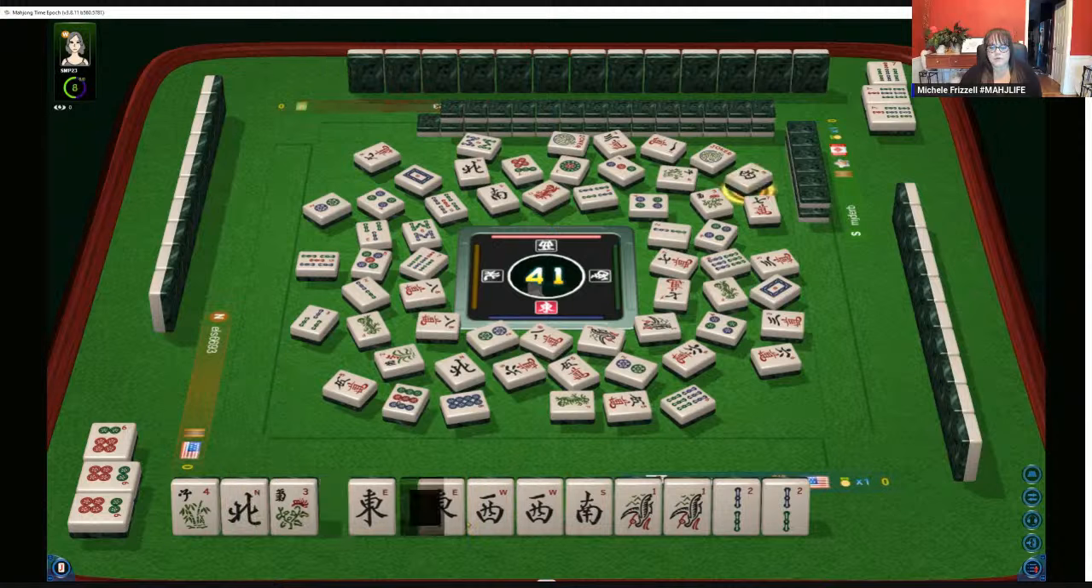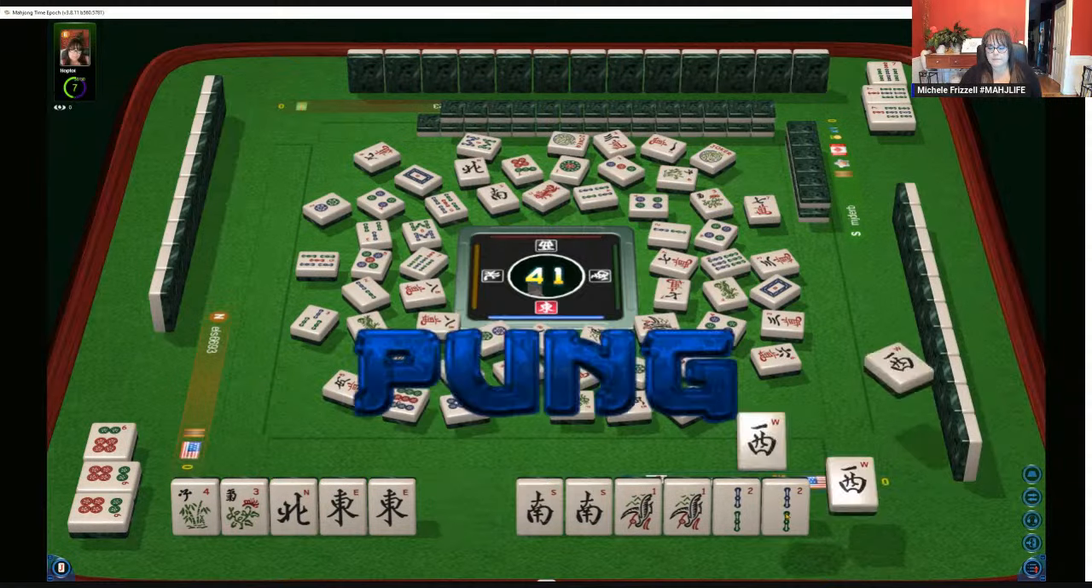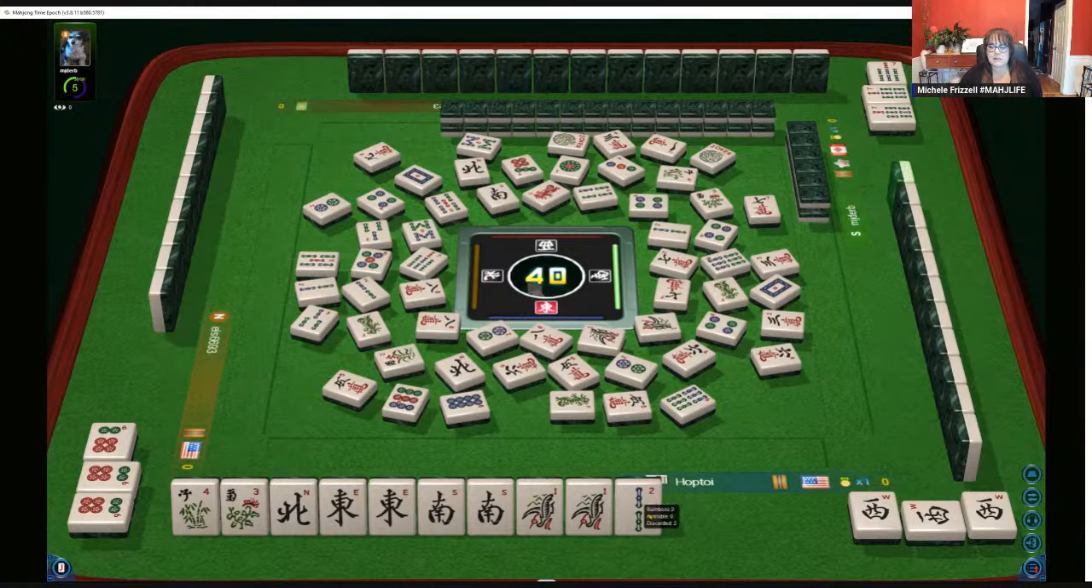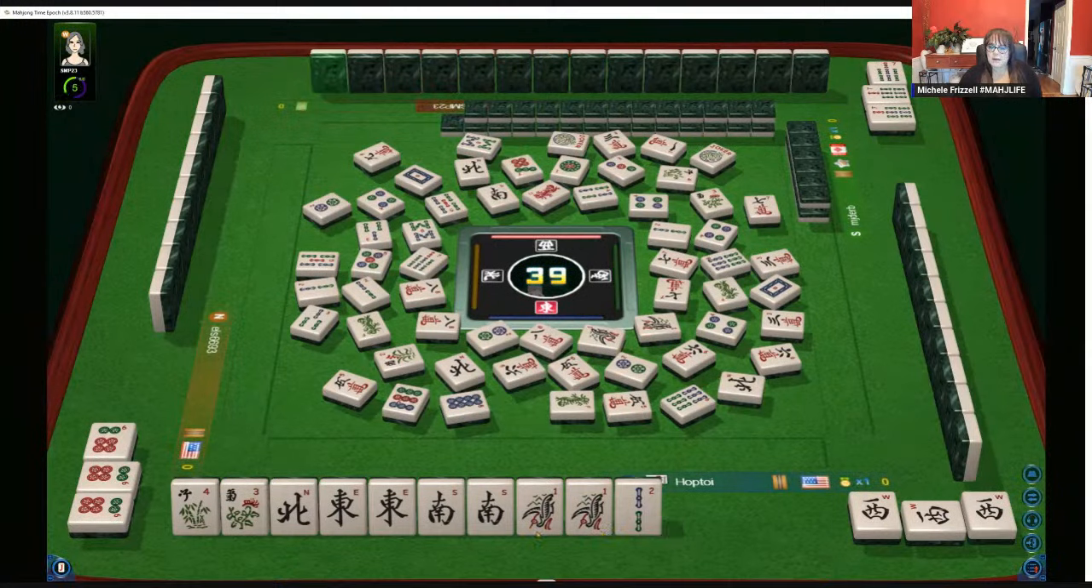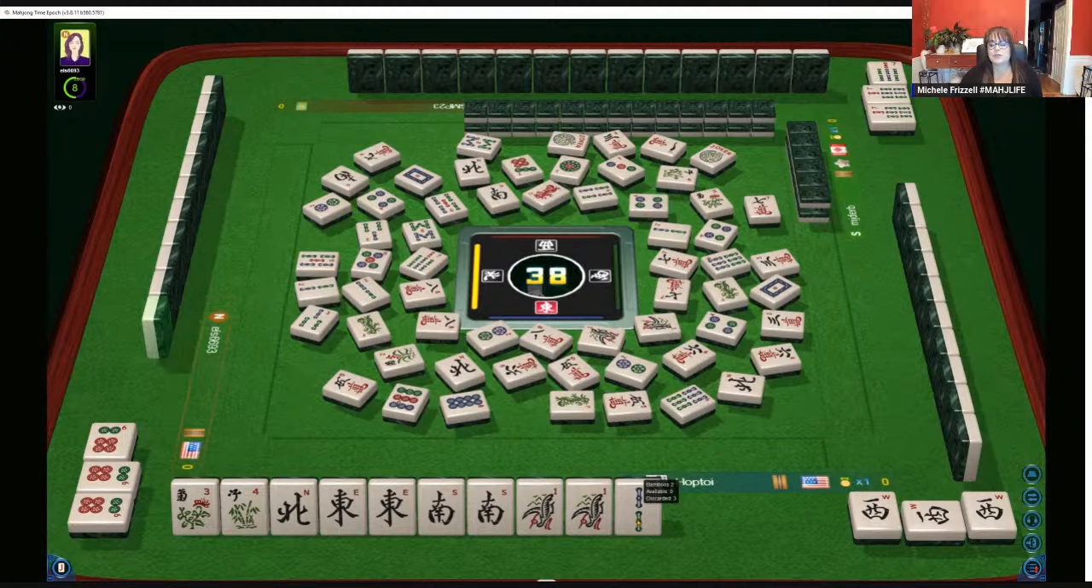Only one bamboo. Joker needed there. Let's see. West wind. I moved the wrong tile. Okay, let's pung. Pung. All right, now there are two bams out and two bamboos are out. These should be safe. Somebody else, I think, might be playing north winds. Maybe not. I don't know. Maybe they're in the wall. Let's see. Oh, shoot. Now we need two jokers.